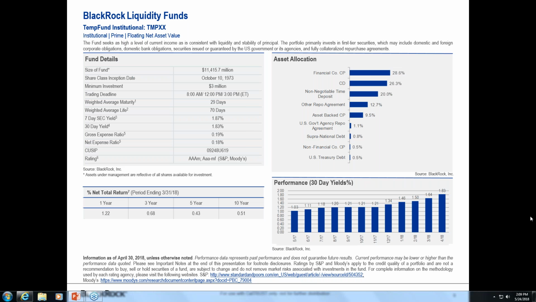So as a result, post-March FOMC, where we saw the Fed hike rates, we added risk, bringing our WAM or interest rate duration out to 29 days, so close to 30 days, and our spread duration or weighted average life to 70 days.